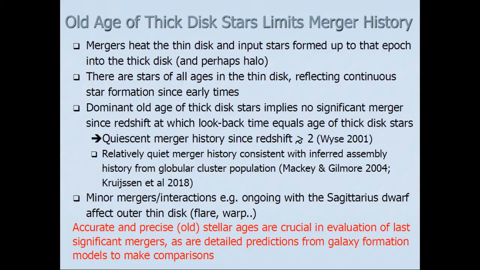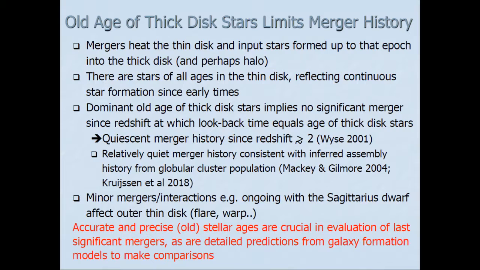And again, why is the thick disk important? Why is the age that I've been discussing important? So I just mentioned, whenever you have a merger and you have a pre-existing thin disk, you're going to get heating. You're going to put stars of all ages in the thin disk to larger scale heights. So you're going to see stars puffed up with all the range of ages that you have in the thin disk at the time of that merger.